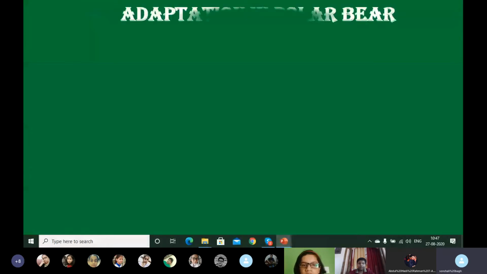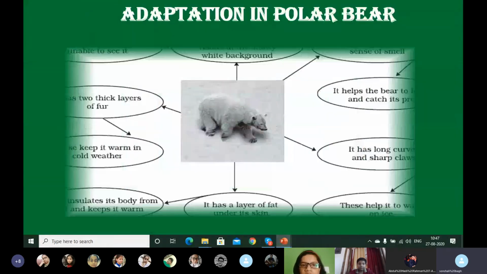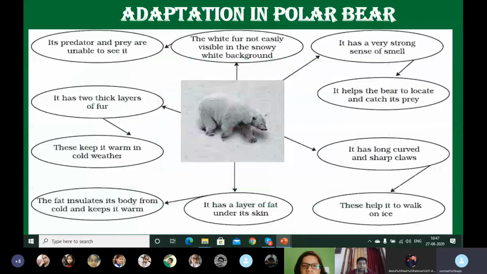So let's see adaptation in the polar bear. Can you see the figure? I'm moving one point at a time. See the first one: white fur, not easily visible in the snowy white background. So it helps to hide from predators, and when it hunts, the prey cannot see it. It protects it and also helps in hunting the animals.